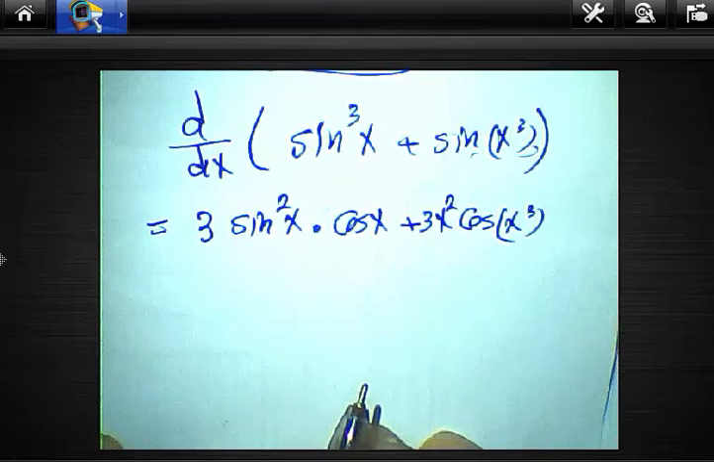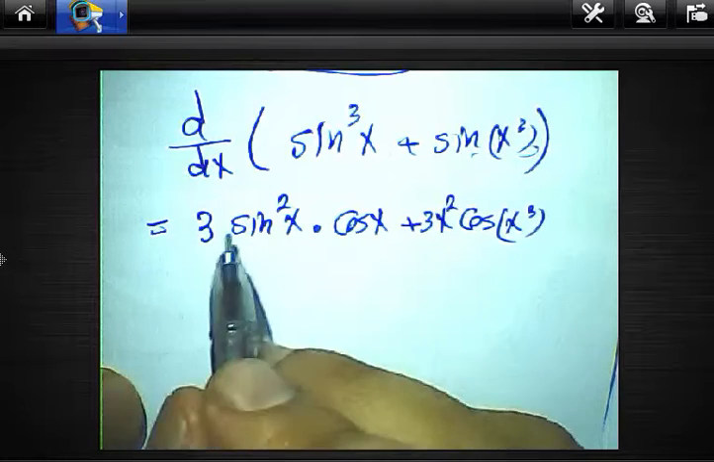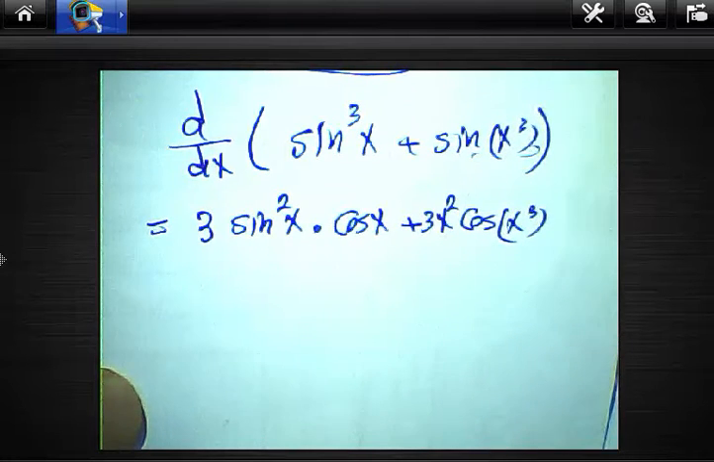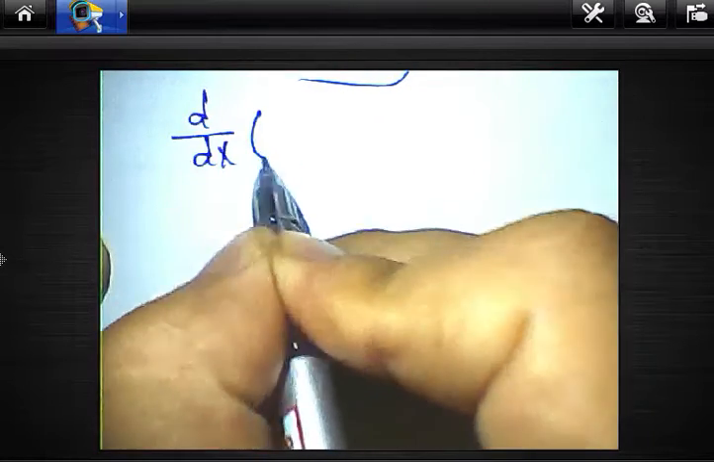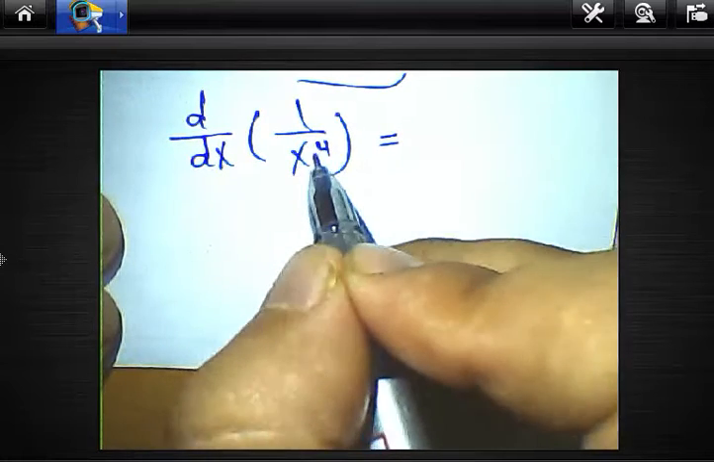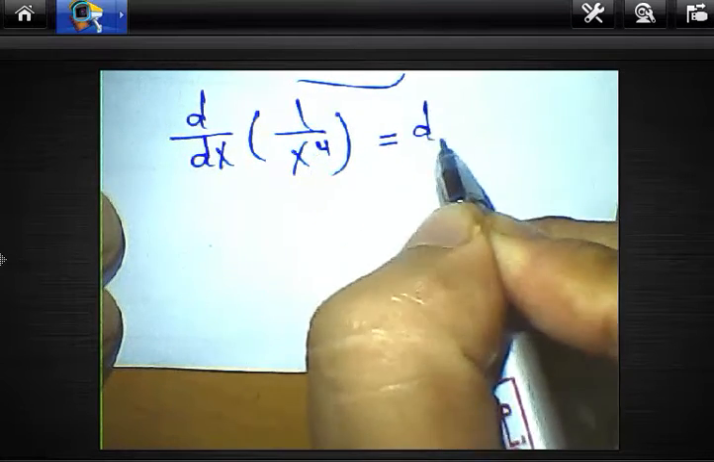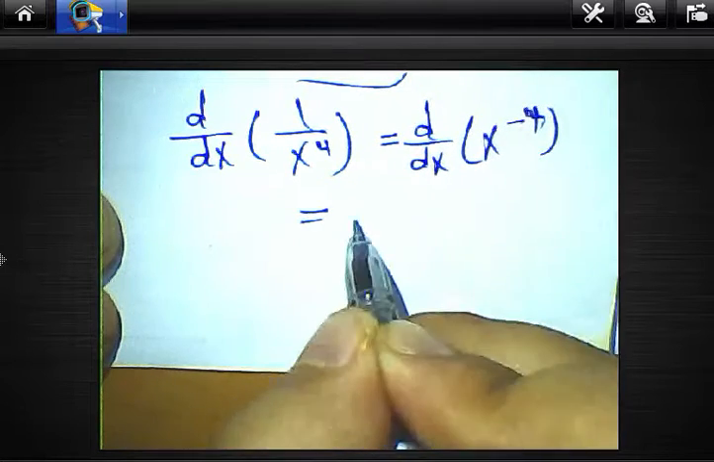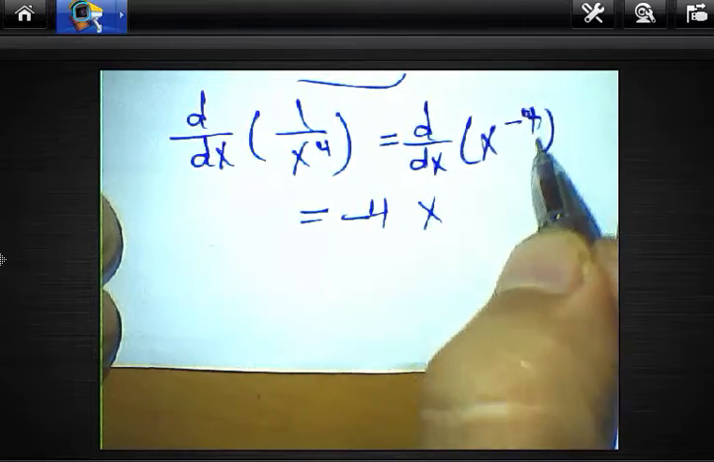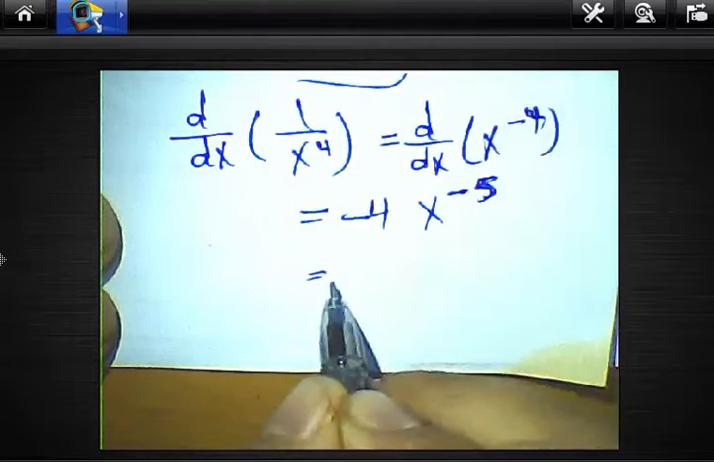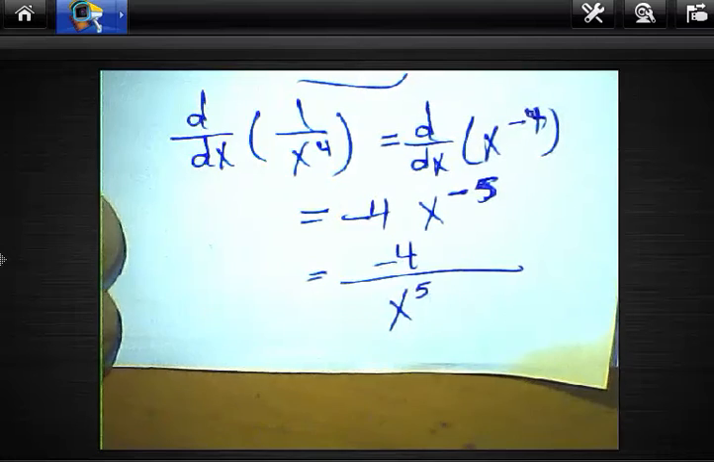So the result will be 3 sine power 2 x cosine x plus 3x power 2 cosine x power 3. Now we want to find the derivative of the function 1 over x power 4. We know 1 over x power 4 means x power negative 4. So we must drop the power outside and subtract 1 from negative 4, which will be negative 5, and then the derivative of x will be 1. So the result will be negative 4 over x power 5.